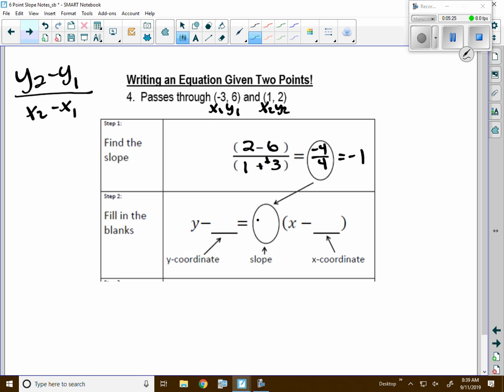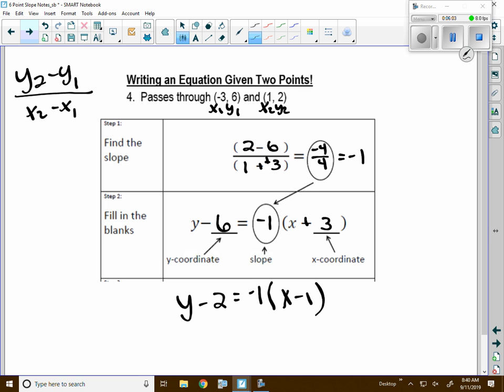All right, so we know our slope is negative 1. Does it matter which point I use to fill in down here? No, you can use either one. Since I already have this labeled x1, y1, I'm just going to use my first point. But it doesn't matter which one you use. If you did the first point, you should have y minus 6, then x plus 3. If you did the second point, you would get y minus 2, and then x minus 1. If you use the first point, you have the one up there.